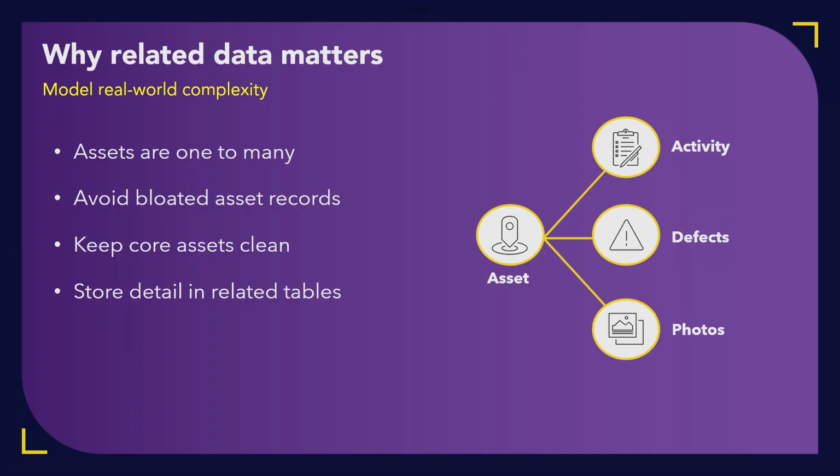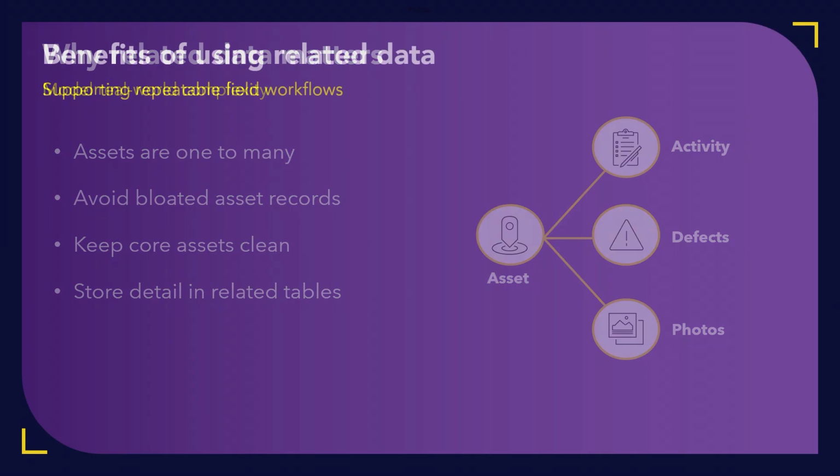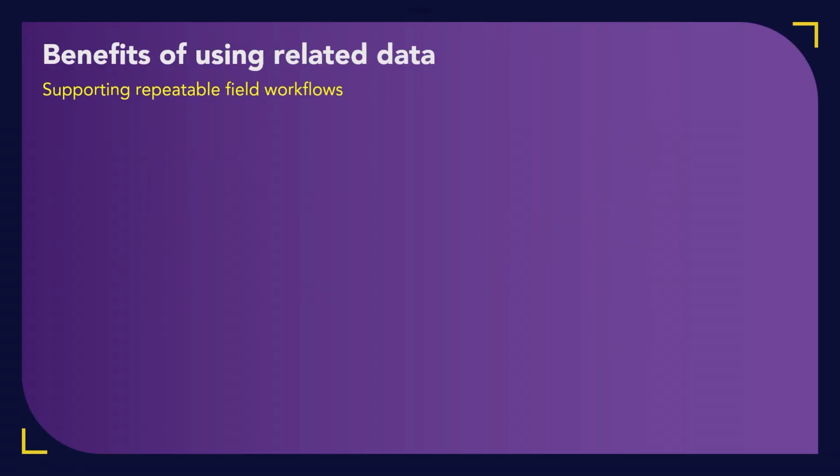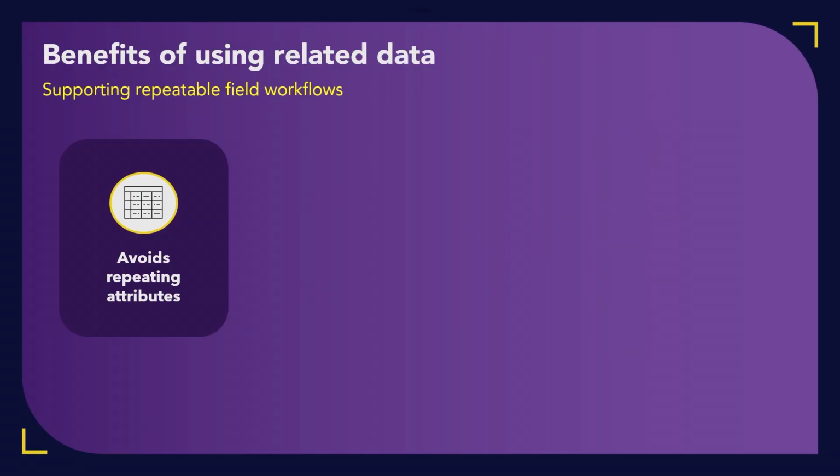Instead of flattening everything into a single table, we can use multiple tables and relationship classes to connect them all together. This reflects how the real world works and scales much better over time. So let's have a look at some of the benefits. First, it avoids repeating asset attributes. Things like location or asset ID live once on the dataset rather than being copied onto every inspection or defect record.